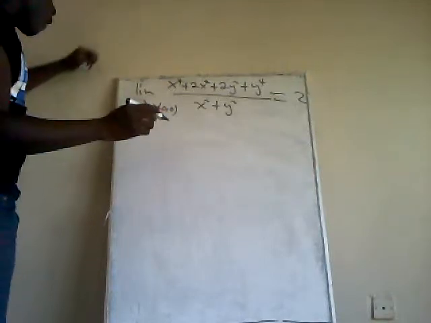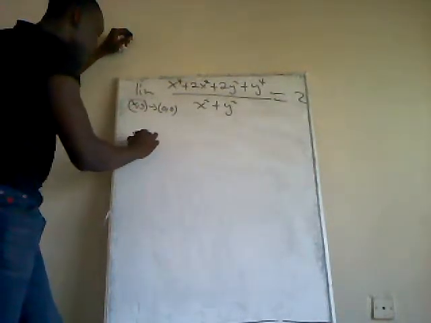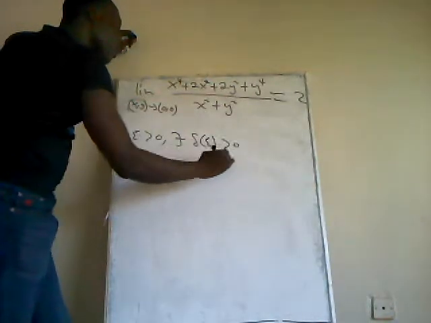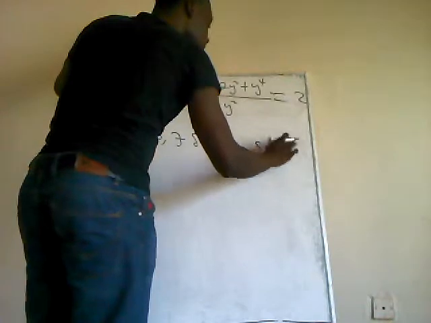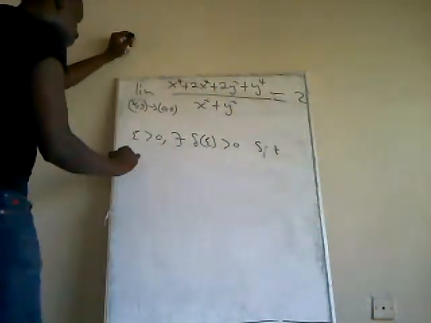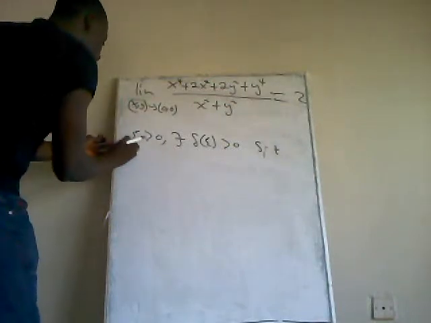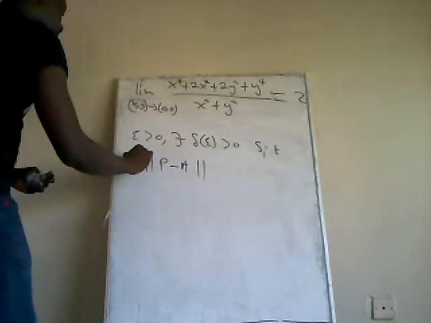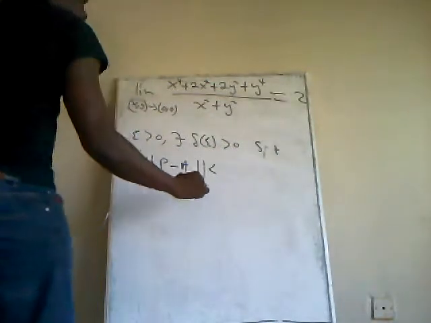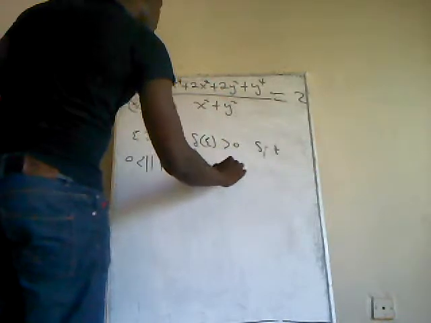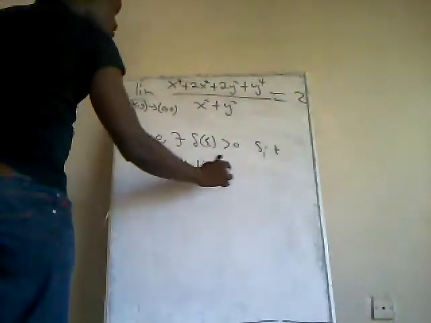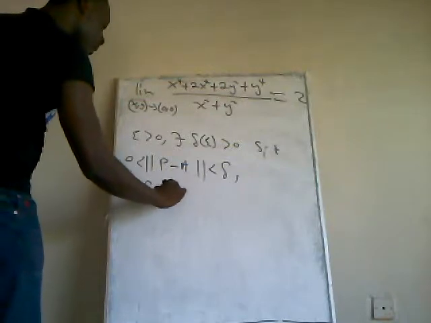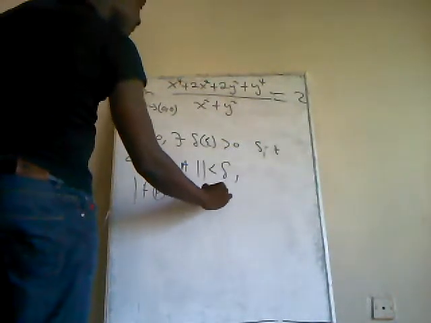then for epsilon greater than 0, there exists some delta of epsilon also greater than 0, such that whenever the distance between P and A is between 0 and delta, whenever this is true, then the absolute value of f of P minus A is less than epsilon.